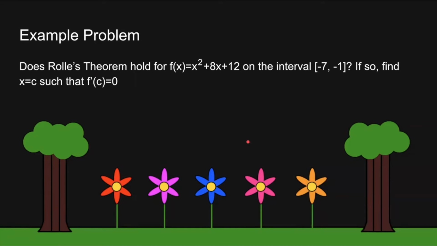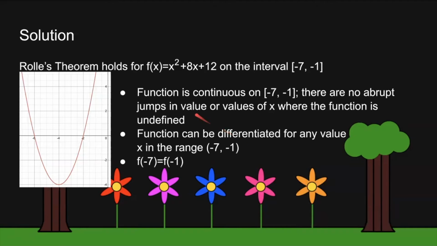Here's the solution. So first we need to determine whether the theorem holds. So yes, because first of all, the function is continuous on the interval. There are no abrupt jumps in value or values of x where the function is undefined. Second, the function can be differentiated for any value x in the range (-7, -1). And third, f of -7 is equal to f of -1. All right, so Rolle's theorem holds.